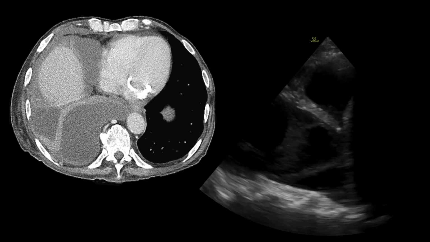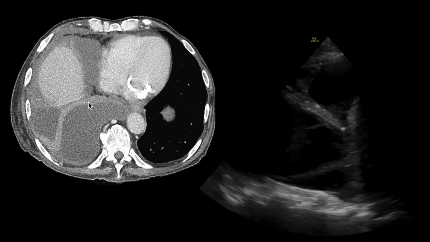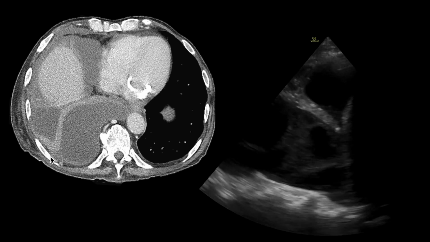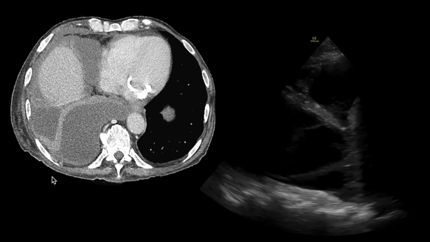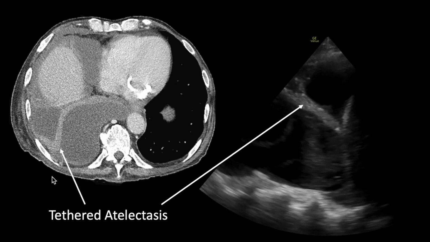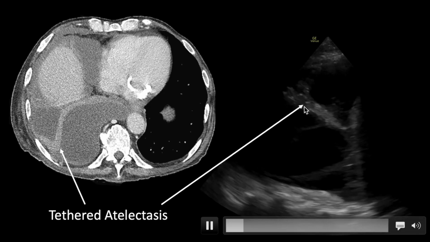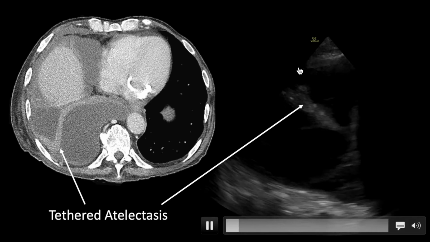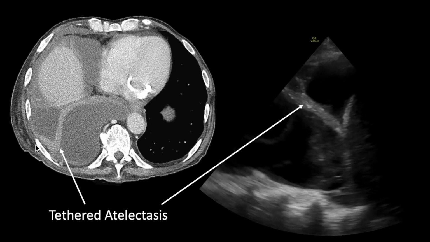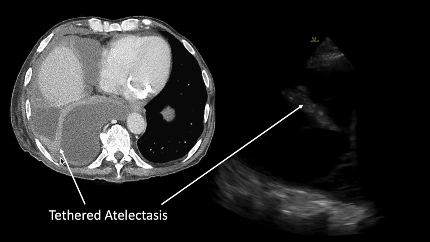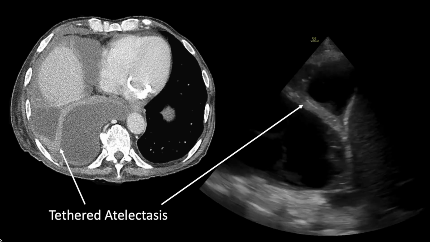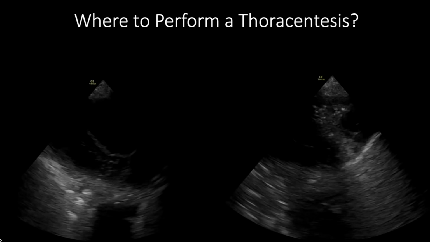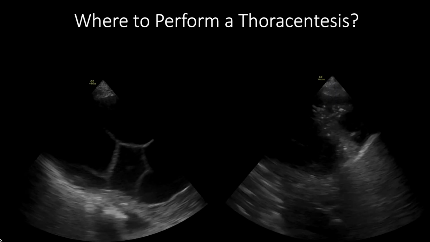So you can see here that on CT, they were able to see he's got trapped or tethered lung here up against the chest wall due to inflammation. And that's what we're seeing here, that this thick septation with a consolidation is actually lung that's stuck up to the chest wall due to all the inflammatory pus causing trapped lung. So the question is, where do we perform our thoracentesis?